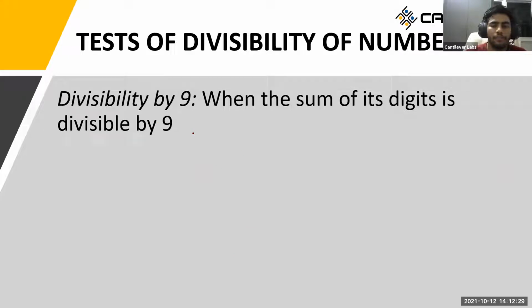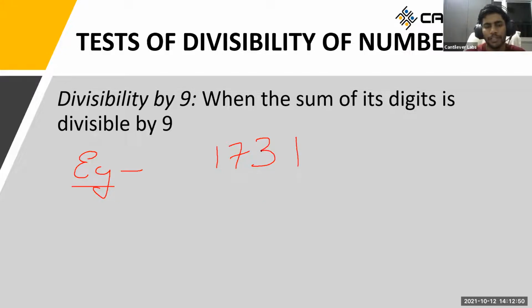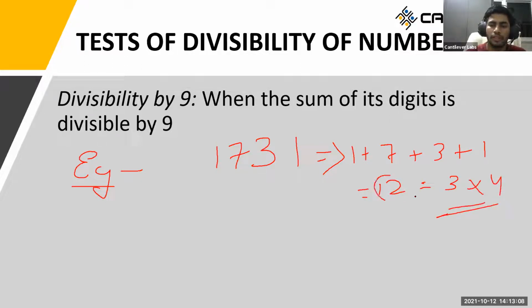Moving on to divisibility by 9. When the sum of its digits is divisible by 9, the whole number is divisible by 9. This is pretty much similar to what we saw in the divisibility by 3 case. We'll also understand this with the help of an example. Let's say, for example, 1731. In order to check whether this is divisible by 9 or not, we just have to add its digits. So 1 plus 7 plus 3 plus 1. Here you're getting 12. Since we know that 12 is 3 multiplied by 4, this number is divisible by 3. Sorry, we're checking for 9. Okay. So here we see that 12 is not divisible by 9, so this number will also not be divisible by 9.